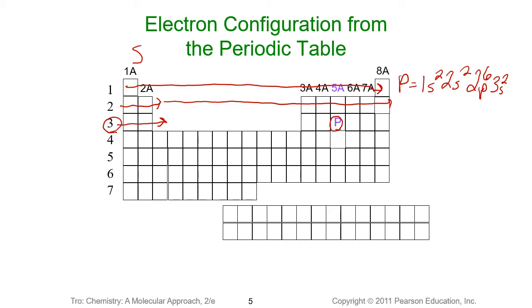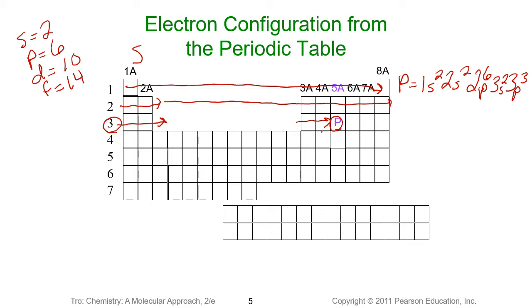S orbitals always hold a maximum of 2 electrons. P orbitals always hold a maximum of 6 electrons. D orbitals can hold a maximum of 10, and f a maximum of 14. Now we're going to enter into the 3p orbital, but we're not going all the way through it. So if we count the boxes, we go 1, 2, 3 boxes to get to phosphorus. So it would be 3p3. So this would be the longhand version.